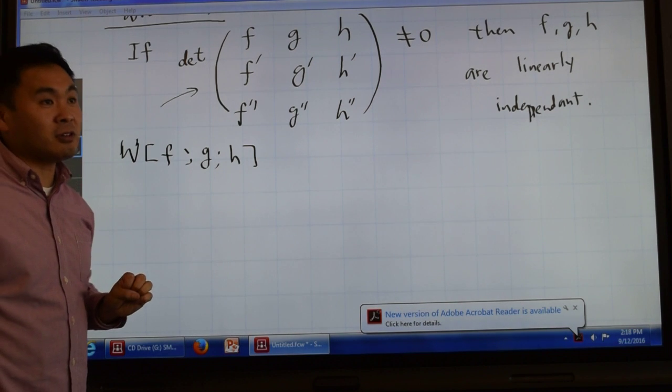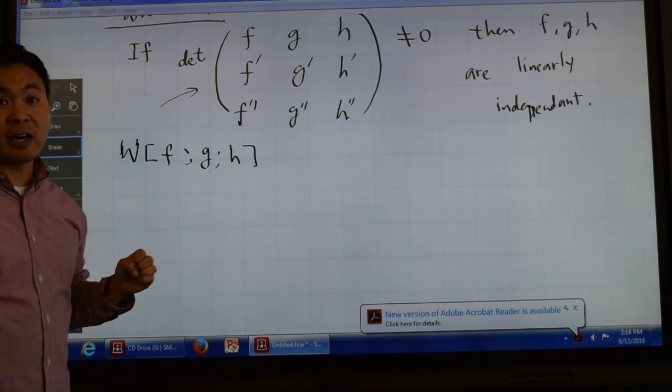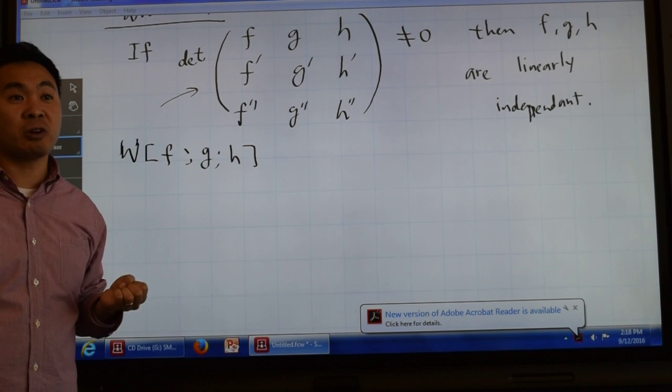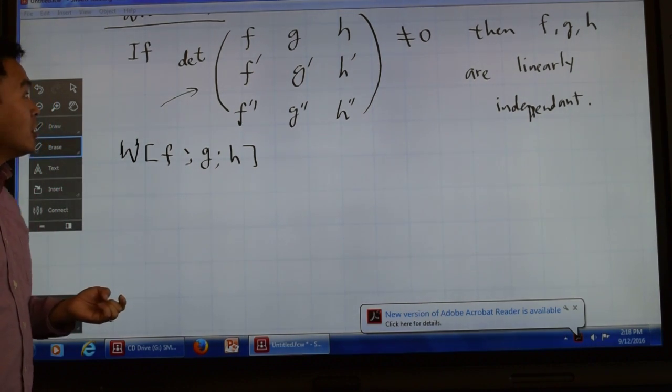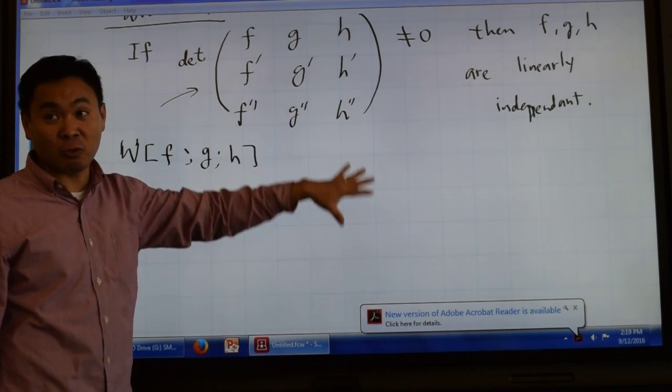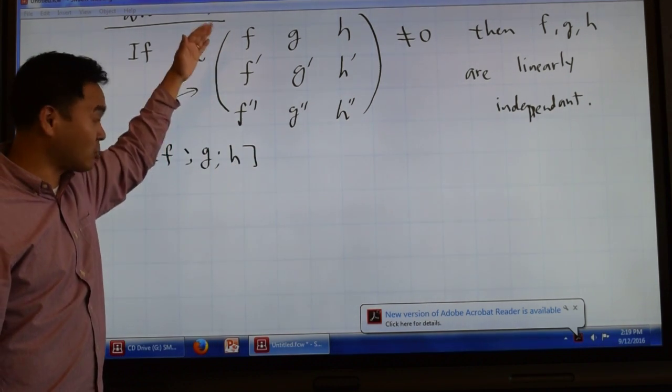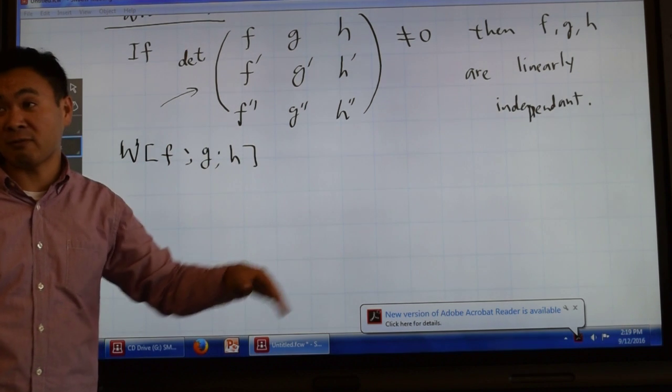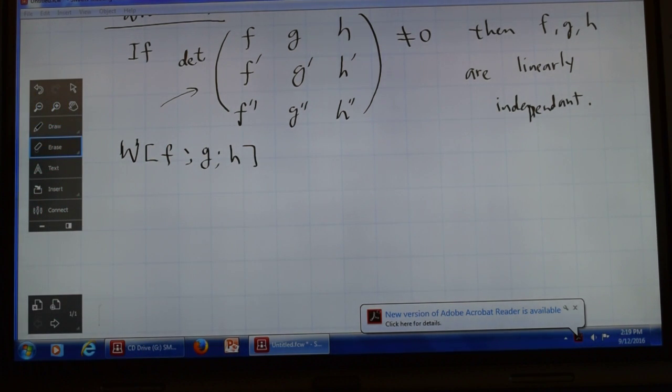You probably learned that determinants can be only applied to square matrices. If you don't have a square matrix, you can't take the determinant. Okay? So if you have 4 functions, you have to differentiate 3 times so you get a 4 by 4 matrix. If you have 5 functions, you have to differentiate 4 times to get a 5 by 5 matrix, and so on and so on. Okay? All right.